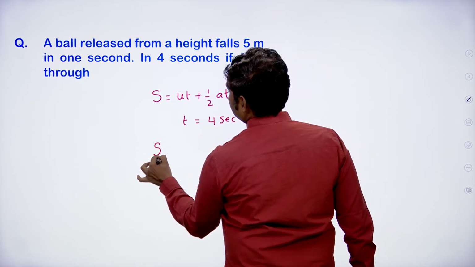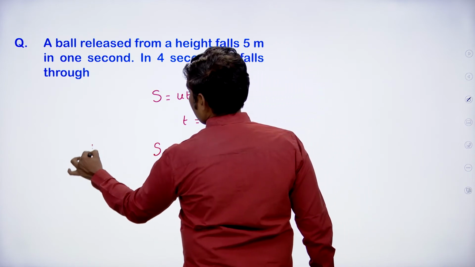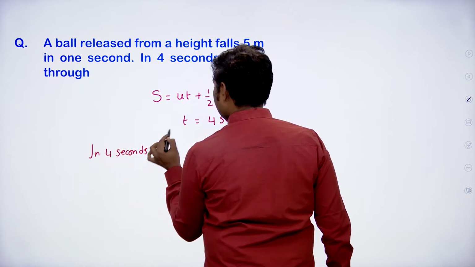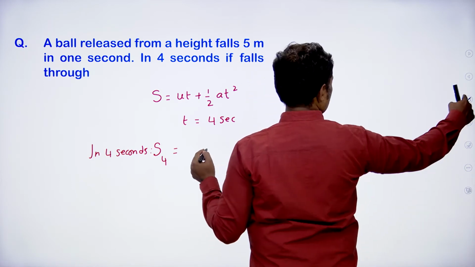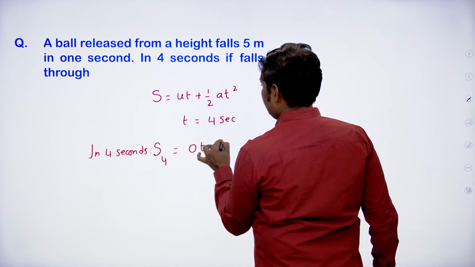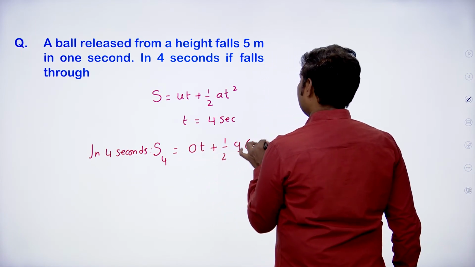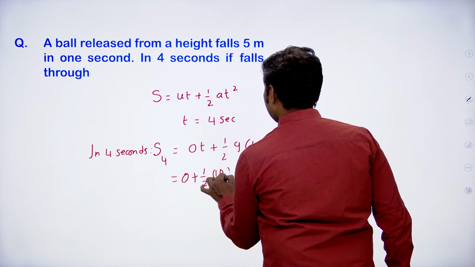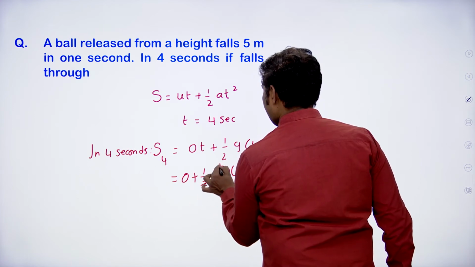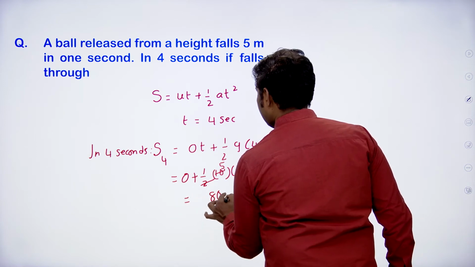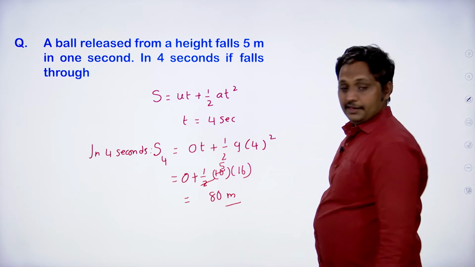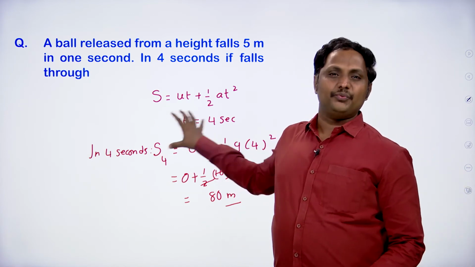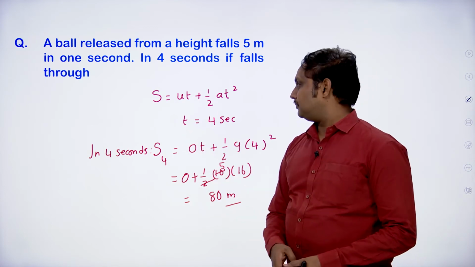Now, you can solve the problem in 4 seconds. Distance covered, that is going to be S4, that is 0 into t plus 1 by 2 g into 4 square. So, 1 by 2 into 10 into 16, that is going to be 80 meter. Very clear. By this equation of motion we can solve the problem easily. It is very clear.